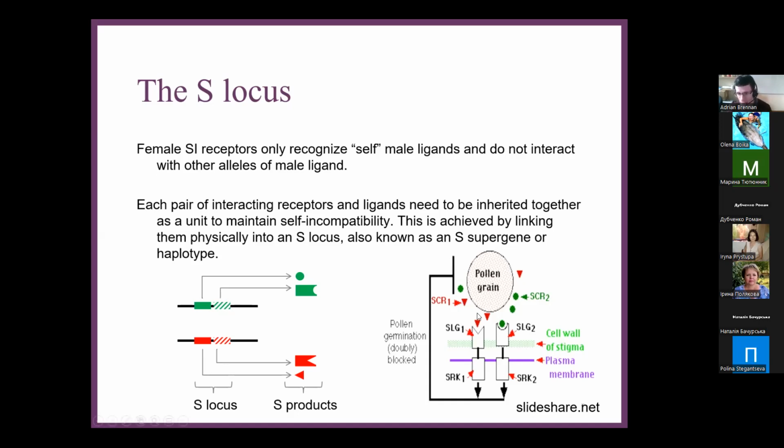And here you can see another cartoon showing self-incompatibility in action. The pollen grain is expressing those male genes, circles and triangles. The female stigma surface is expressing the female S genes, the receptors. And because in this example it's a self-pollination, these are triggering recognition by the female receptors and activating a pollen rejection pathway.